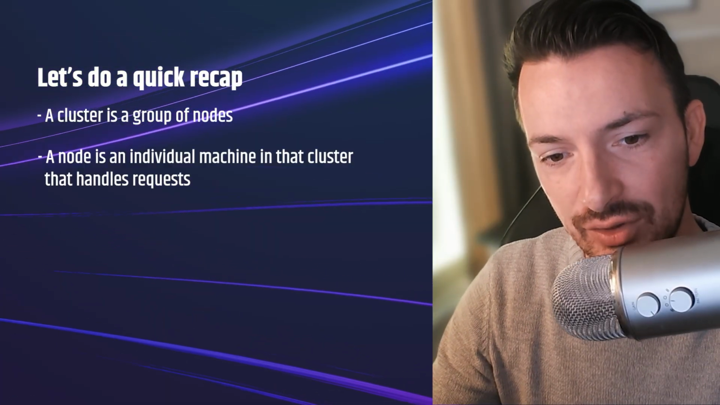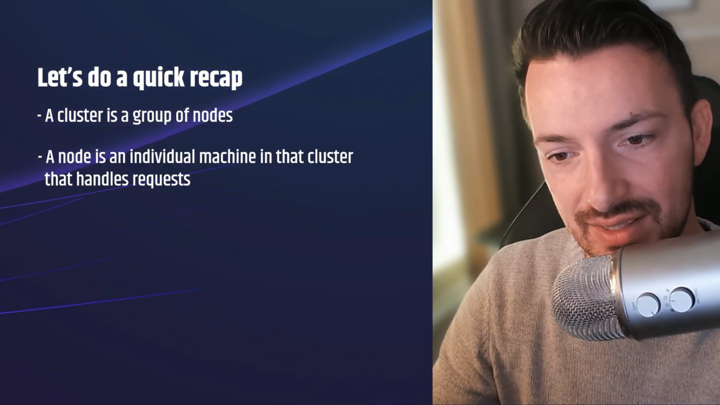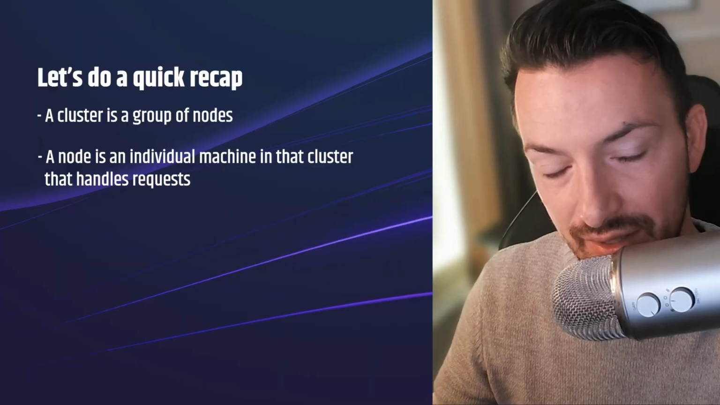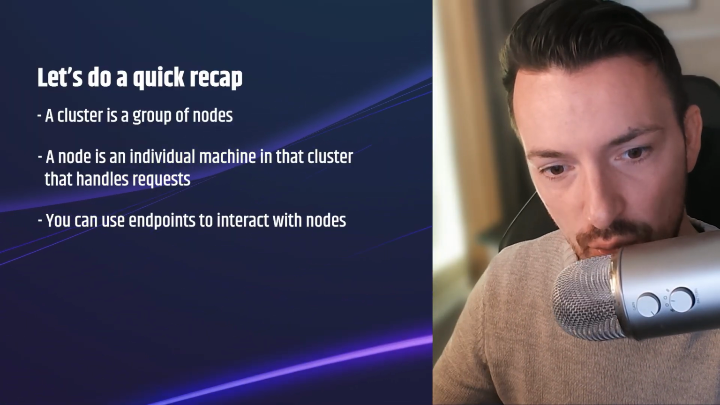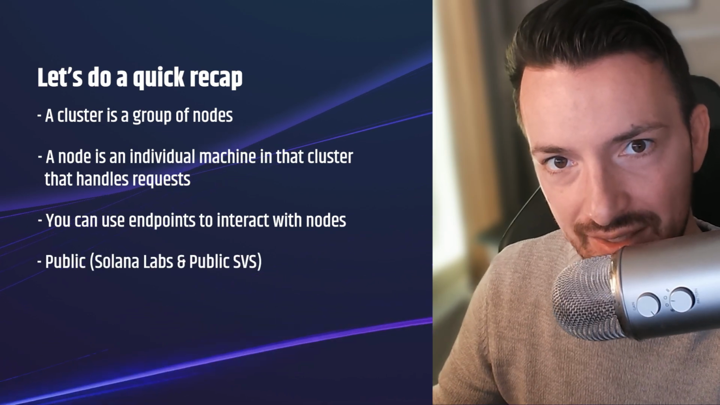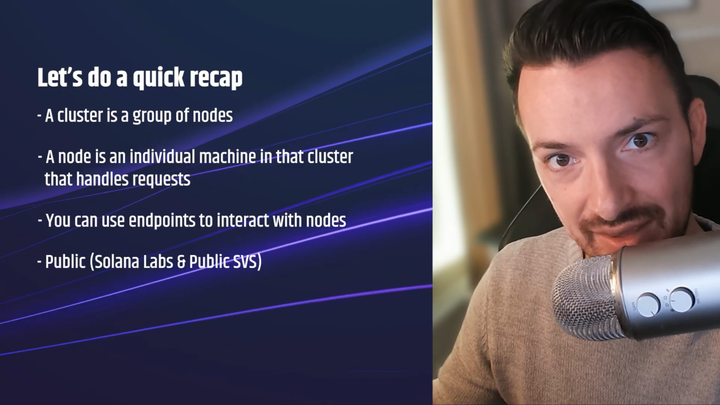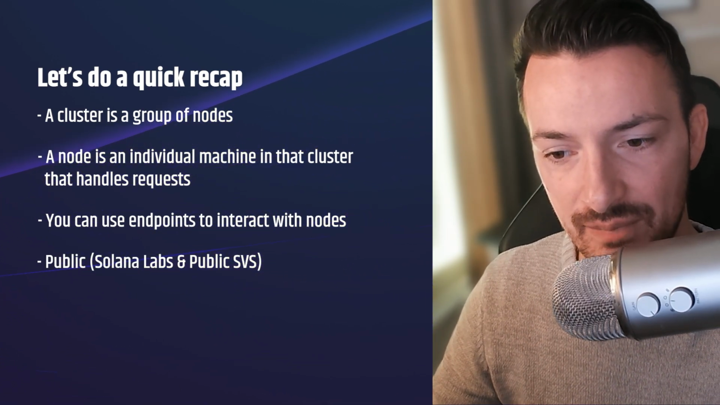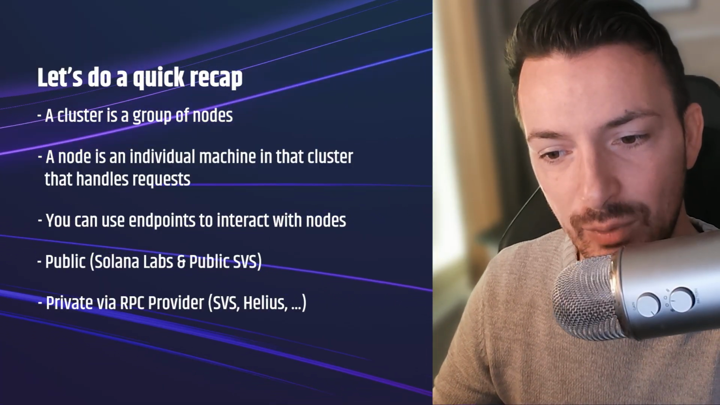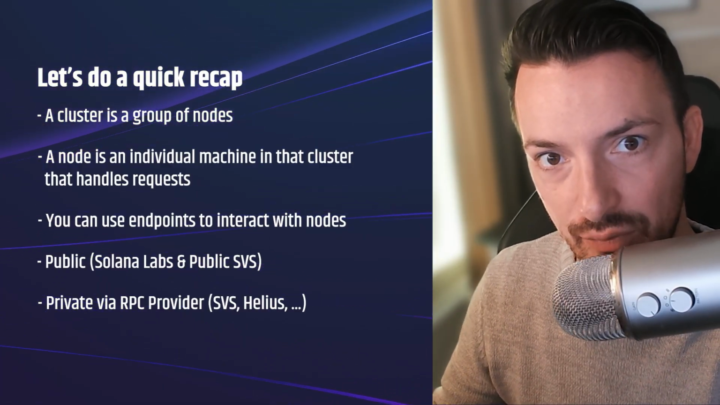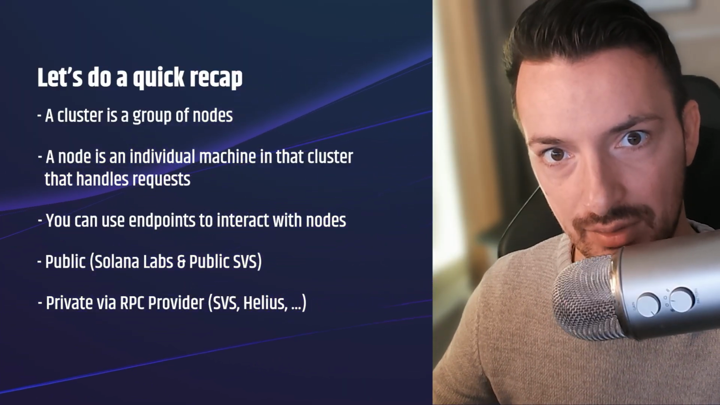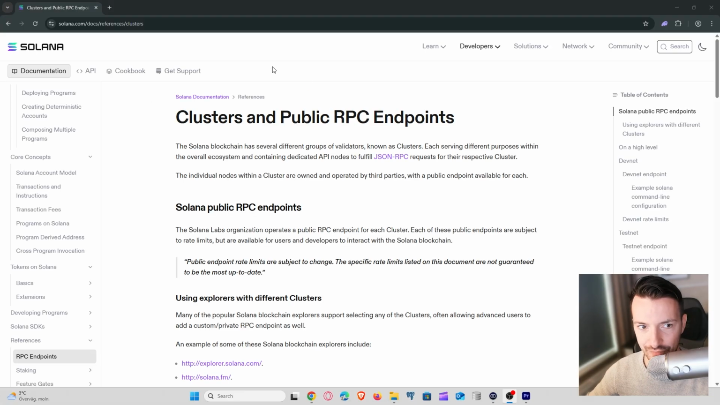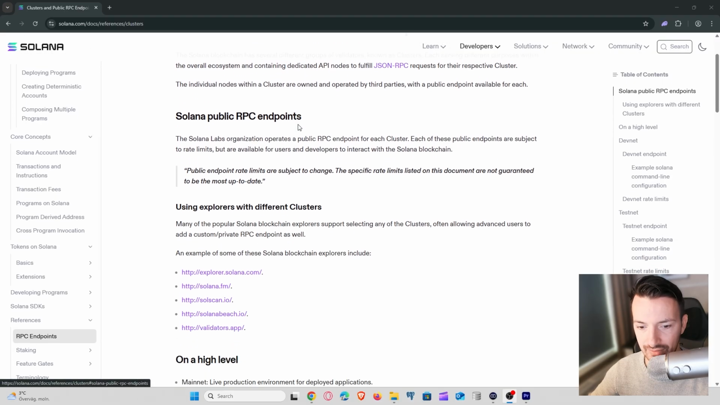Now, for example, a node in the devnet cluster processes RPC requests on devnet. To interact with these nodes, you can use endpoints that these nodes expose. And some of these endpoints are public, like the ones from Solana Labs and the public one from Solana Vibe Station, while others are private and require payment through an RPC provider such as Solana Vibe Station or Helius, for example.